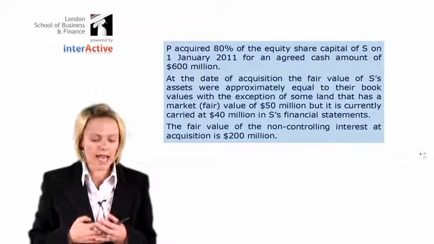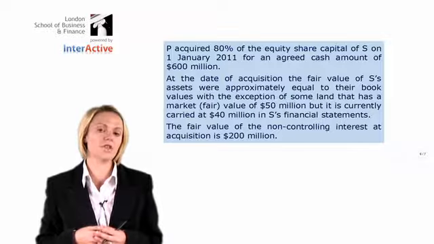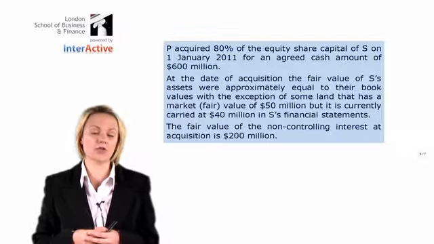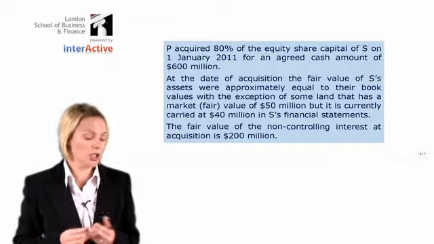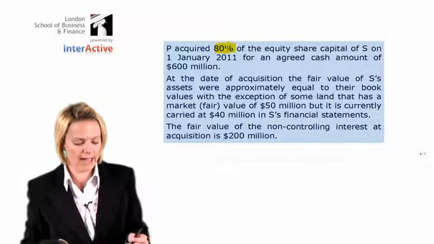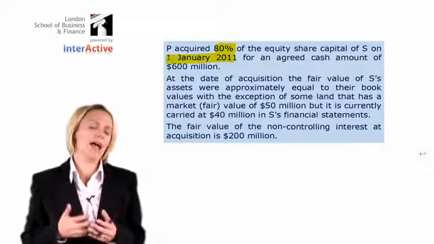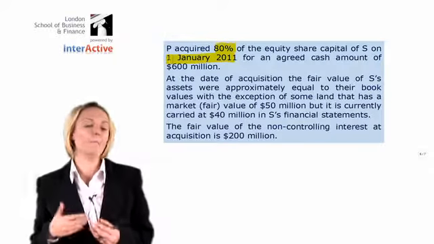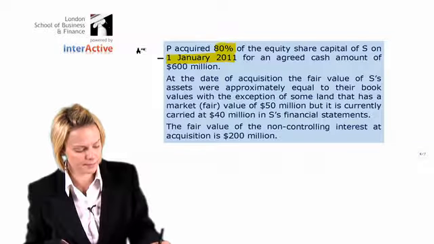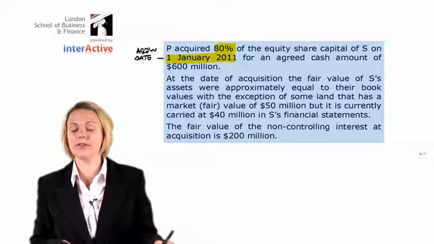P acquired 80% of the equity share capital of S on the 1st of January 2011 for an agreed cash amount of 600 million. So can you see then, P acquired control over S on the 1st of January 11. So S must be a subsidiary, P must be the parent, and the acquisition date is the 1st of January 2011.